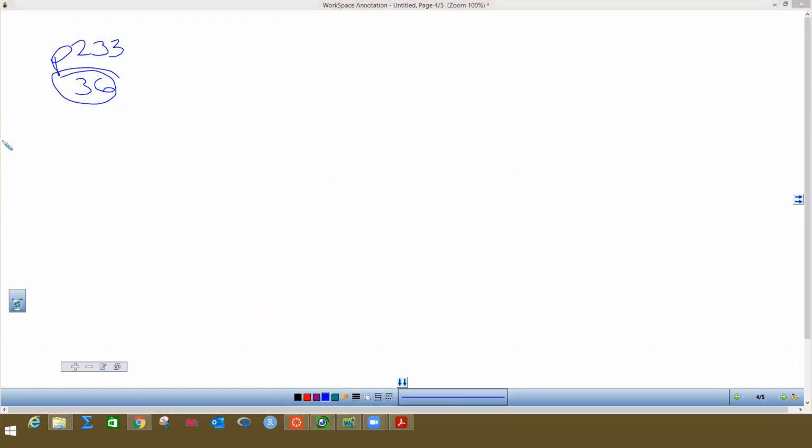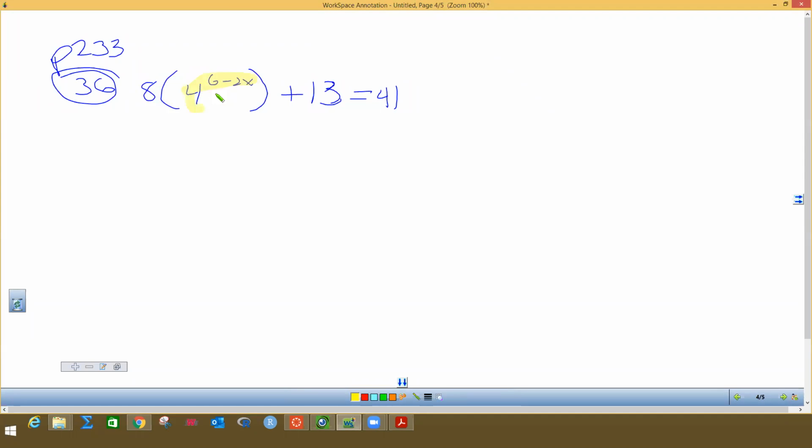So we got 8 times 4 raised to the 6 minus 2x power plus 13 equals 41. So again, we want to get the part that has the variable in the power all by itself. So this part right here, we need to get all by itself. You're kind of thinking about that whole part as being the variable x that you want to get alone. Like it says 8x plus 13 equals 41.